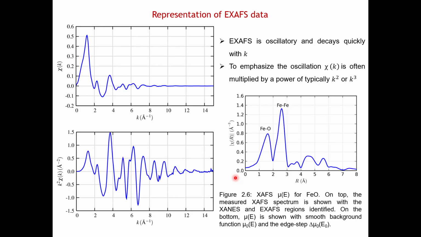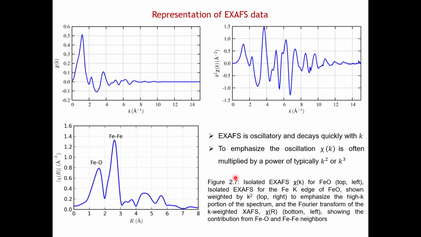Now to represent EXAFS data, first this is the isolated part, this chi k, which is also converted to the wave number x-axis. So there are multiple oscillations there. To enhance this oscillation, we usually multiply this chi k with k2 or k3. This is multiplied with k2, and where the frequency of oscillation is high, that part will be intensified.